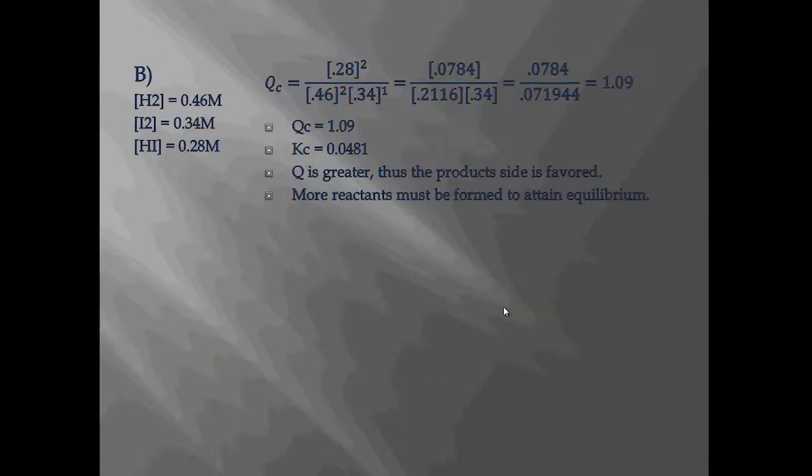In part B, H2 is 0.46, I2 is 0.34, and HI is 0.28. Again, simply plug the numbers into the formula, and Qc ends up being 1.09. Kc, as heard from before, is 0.0481. Q is greater, thus the product side is favored. More reactants must be formed for this reaction to attain equilibrium.